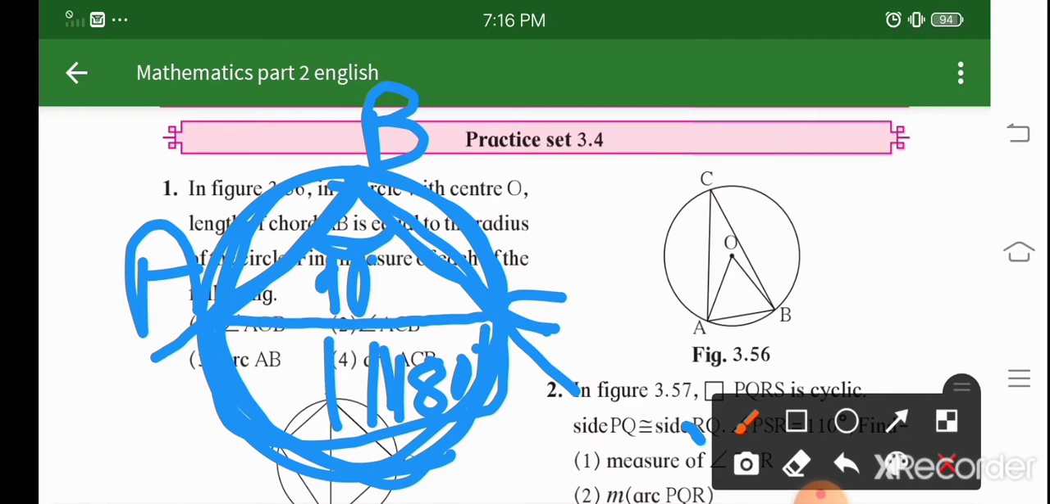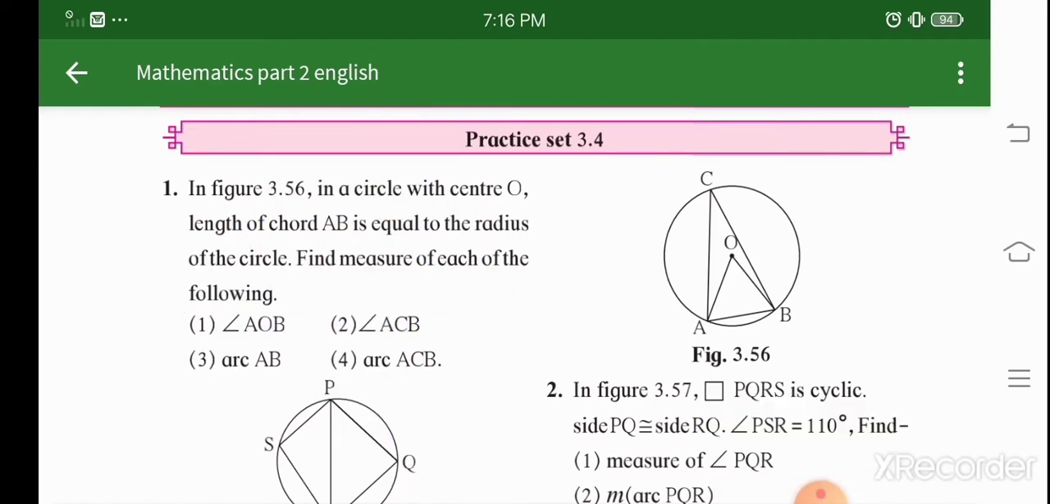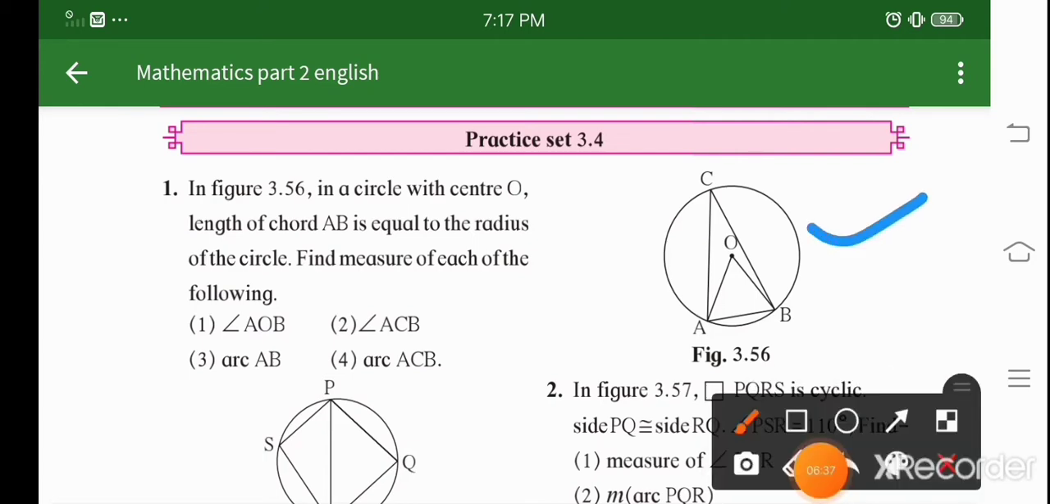Okay, now we'll move ahead and solve our question number 1. Whatever I told you right now, all these properties and theorems are going to be used in this particular exercise. So let's see what they have given in question number 1. In figure 3.56, there is a circle with center O. They have given the length of chord AB, and AB is a chord equal to the radius.